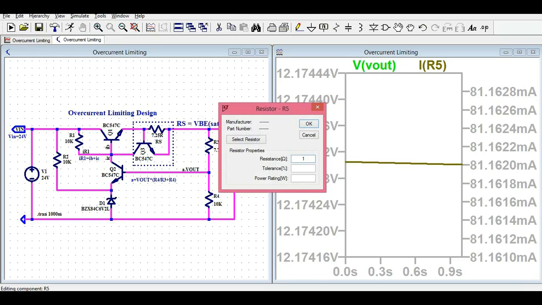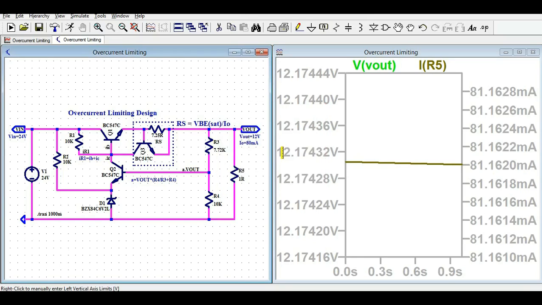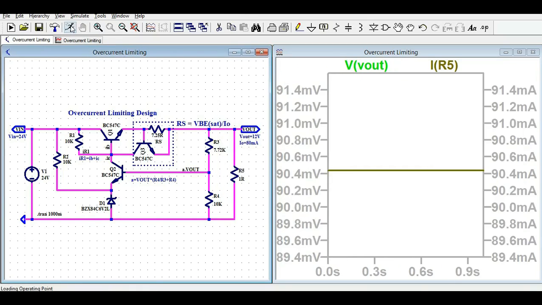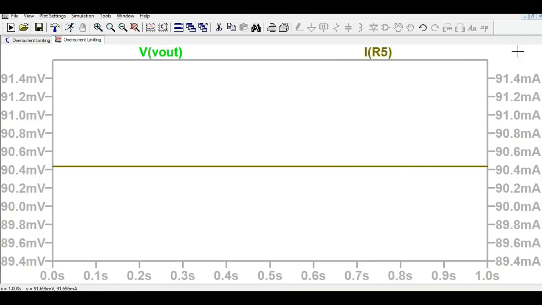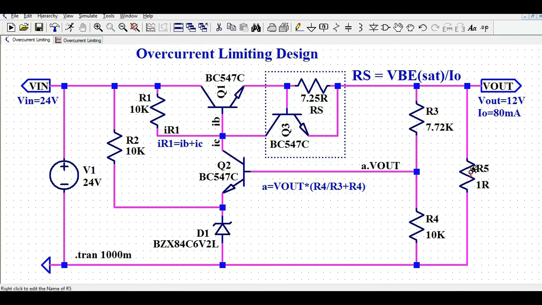ohm resistance. So I directly place the 1 ohm resistance. Okay, and let me run the simulation again. So what do you see here, guys? Now what I've done is, instead of using 150 ohm, I have simply used 1 ohm resistance. That means I am trying to short circuit your output. Okay, let me see what happens.